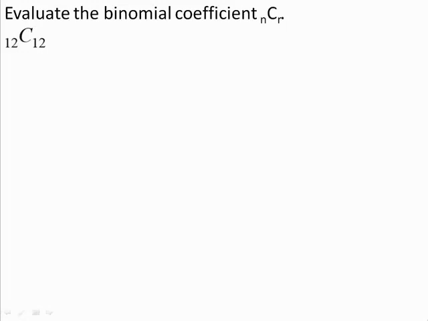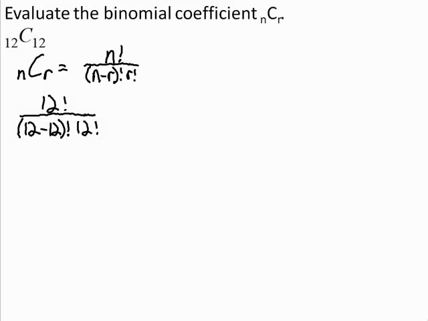Evaluate the binomial coefficient NCR, 12C12. The equation for a binomial coefficient is NCR equals n factorial divided by n minus r factorial times r factorial. Substitute 12 into this equation for n and 12 into this equation for r. You get 12 factorial divided by 12 minus 12 factorial times 12 factorial. The 12 factorials cancel out, you're left with 1 divided by 0 factorial. 0 factorial is equal to 1. So 12C12 is equal to 1.